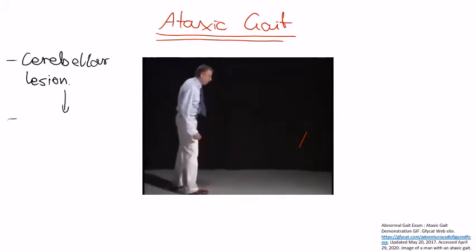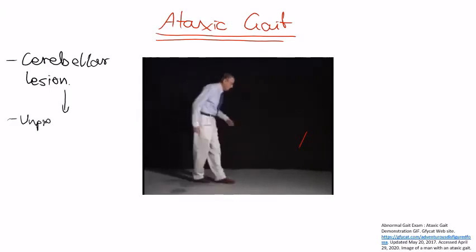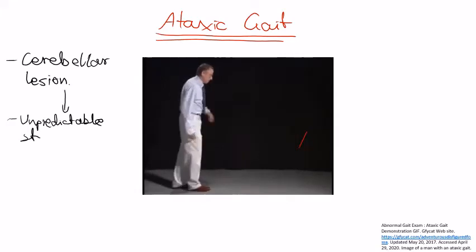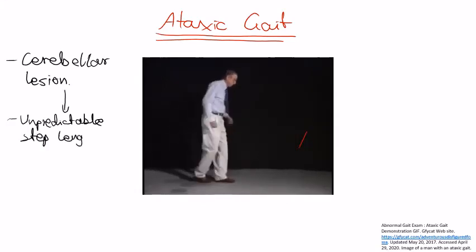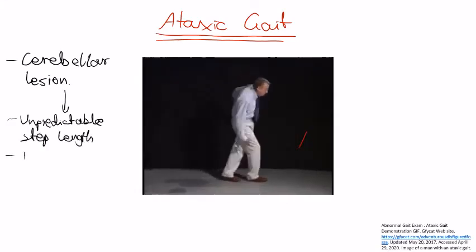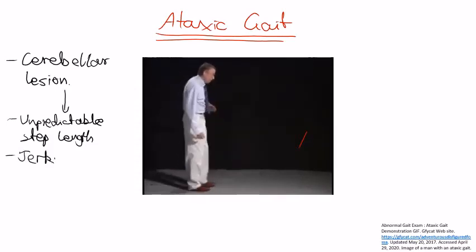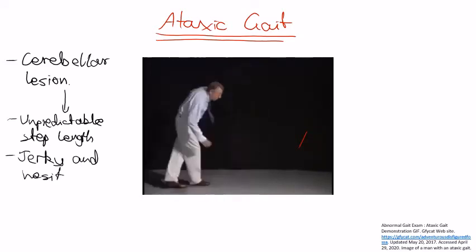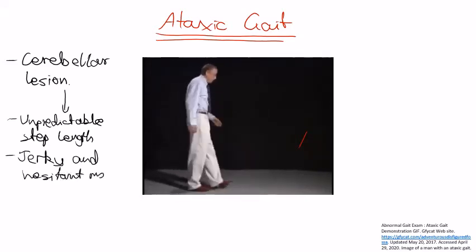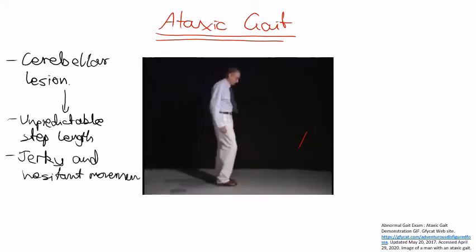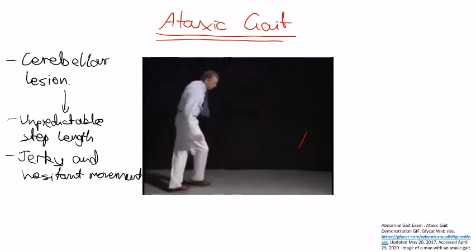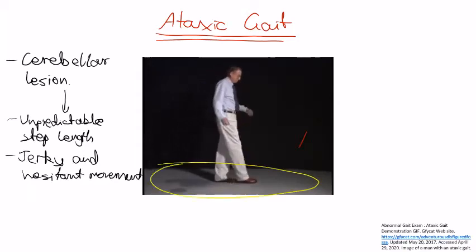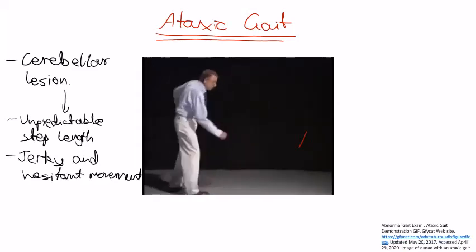So there is firstly an unpredictable step length. The person can also present, as seen in this GIF, with jerky and sort of hesitant movements. And in addition to this, as you can see looking at the person's feet, they're not very regular in their placement of the feet on the ground.